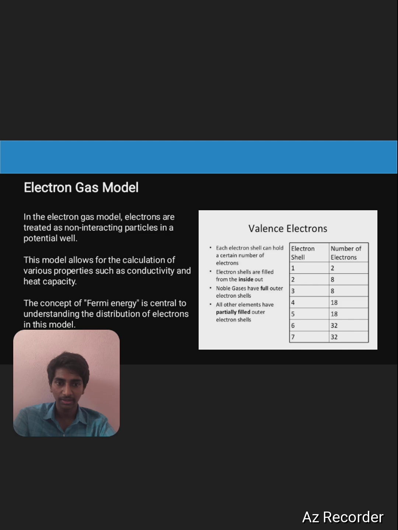We can see the valence electrons in the picture. Electron shells 1 to 7, and the number of electrons: shell 1 contains 2 electrons, shell 2 contains 8 electrons, shell 3 contains 8 electrons, shell 4 contains 18 electrons, shell 5 contains 18 electrons, shell 6 contains 32 electrons, and shell 7 contains 32 electrons. Those are the valence electrons.